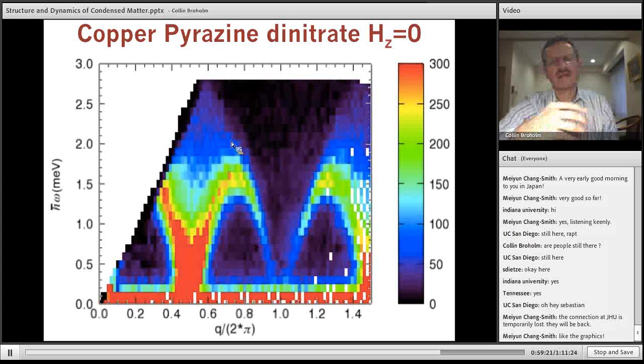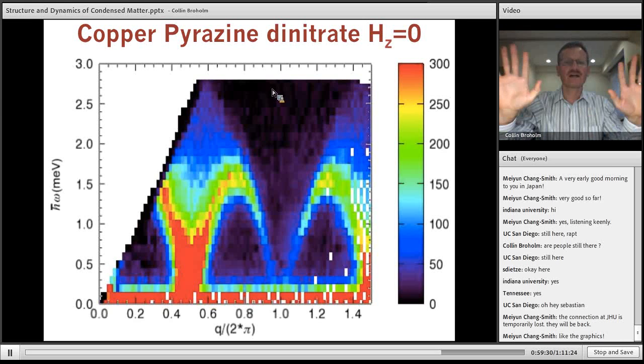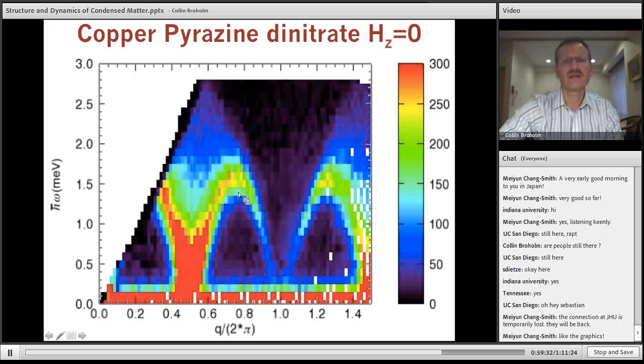And this is important in order to draw the types of conclusions that we would like to draw in this case. It's not enough to just say, well, here I have points on my dispersion relation. I need to see the full function of momentum and energy transfer to appreciate that here we have actually a bounded continuum of scattering. In the darker regions, there is no inelastic scattering above background, so no inelastic scattering above background here, nor down here.